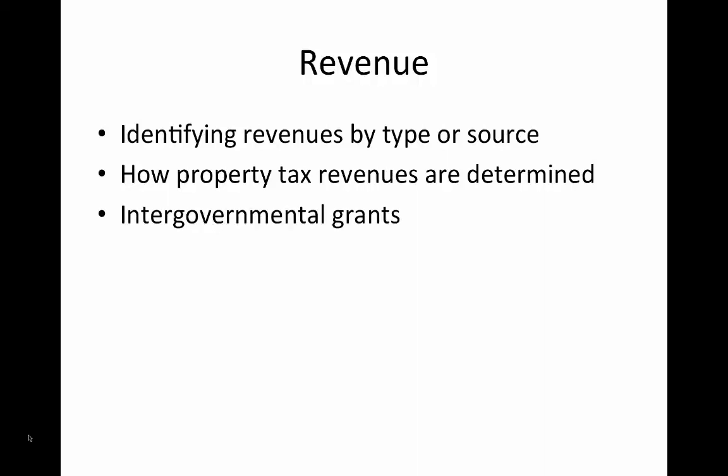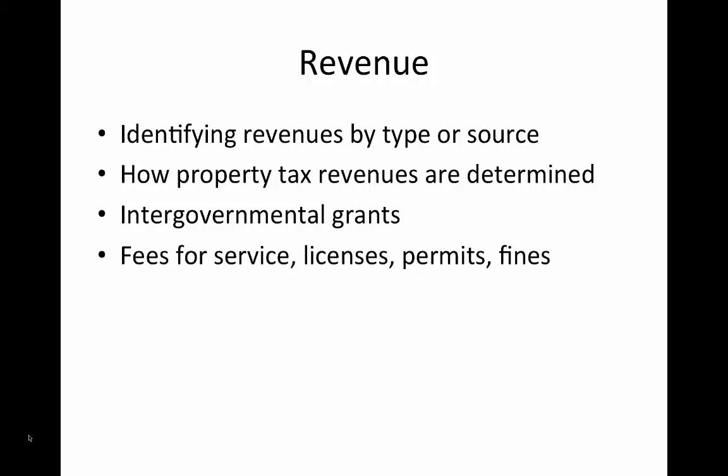You want to understand the nature of governmental grants and the debits and credits associated with that, as well as fees for service, licenses, permits, and fines. These are essentially like program revenues when you put the grants and the fees for services and other items together, and the accounting for investment income as well.